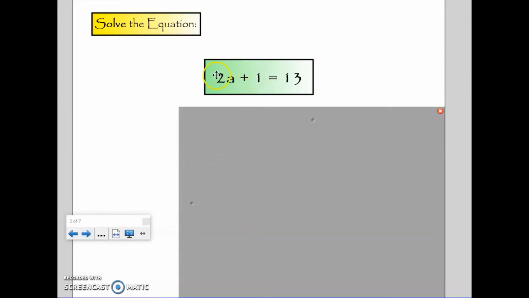First thing I'm going to do is subtract 1 from this side, and at the same time, I'm going to subtract 1 from this side.